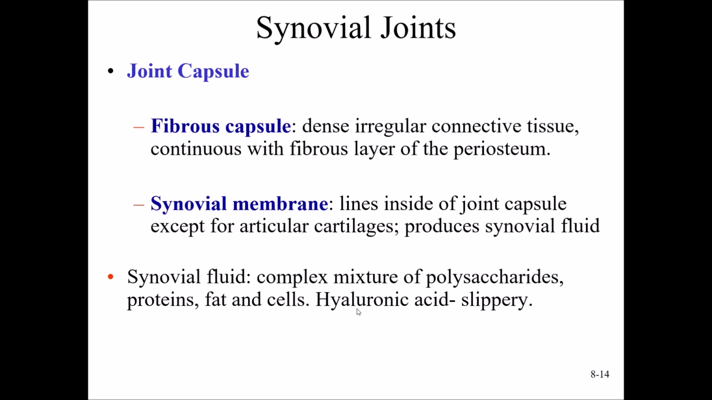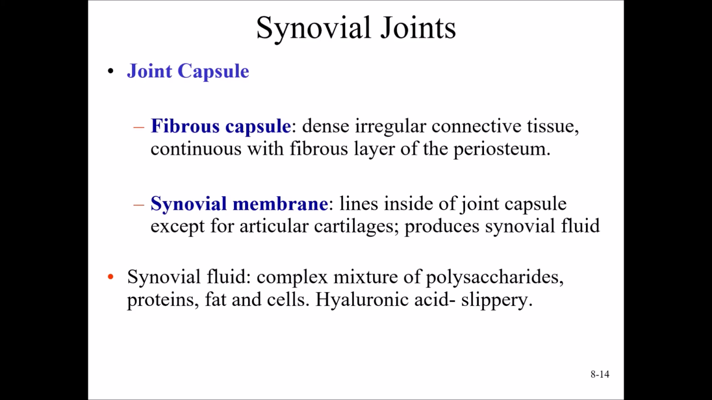Now, here's a little description of the synovial fluid. It is a mixture of different ingredients. It's got some polysaccharides, so carbohydrates. It's got some proteins, fats, and then some other cells that are part of that. One of the things that these cells are producing is hyaluronic acid. We mentioned this before because it's part of the ground substance type molecules when we talked about connective tissue. It's the same compound we're dealing with here, hyaluronic acid.